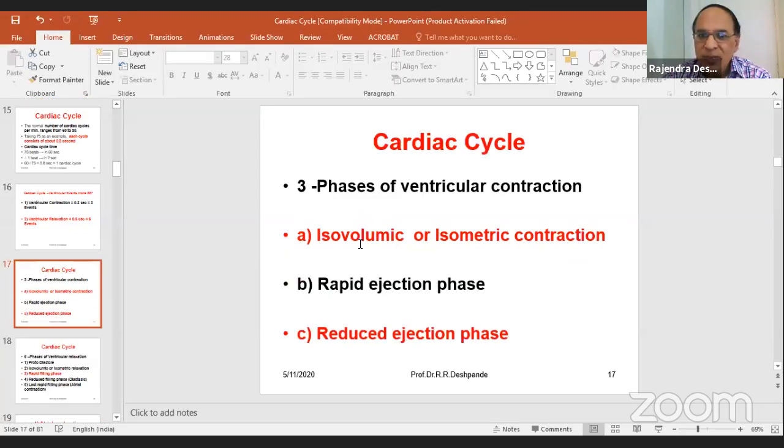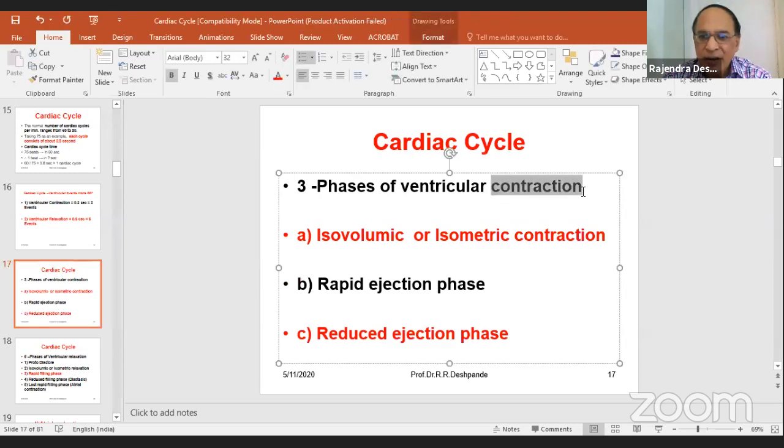So what are the three phases? Isovolumic or isometric contraction, rapid ejection phase, and reduced ejection phase. Again, try to understand. Whenever there is the word contraction, don't forget the word ejection, my dear friend. This is very important. Contraction, ejection. When the chambers are pressed, they throw away the blood. Whatever they have received from the atrium, it is thrown away. So we are going to discuss one sentence for each event: isovolumic or isometric contraction, rapid ejection phase and reduced ejection phase.